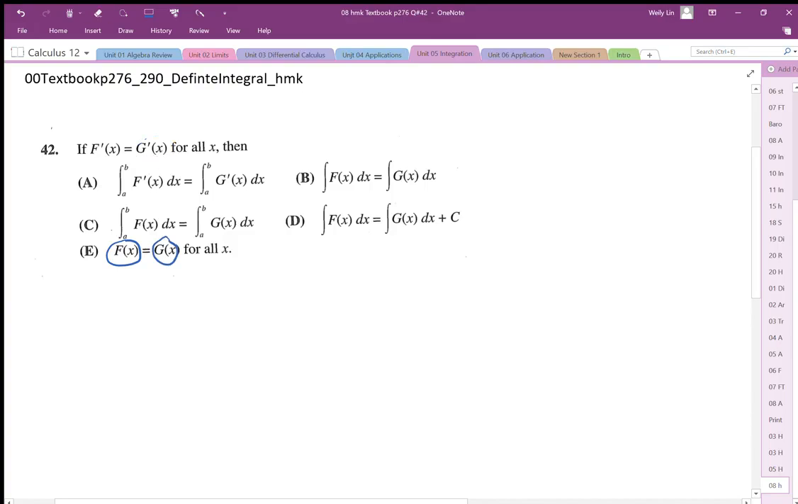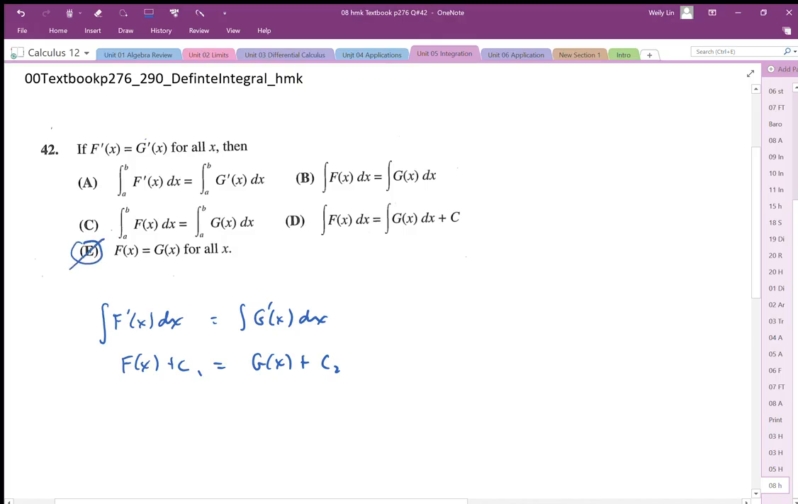And we cannot say that they're equal because when we antidifferentiate, if I antidifferentiate this, I'm going to end up with f of x plus c, and if I antidifferentiate the g prime, I end up with g of x plus c. And I'll call that c2. And so these are going to differ by some constant. So we cannot say that that's necessarily true. Okay, so we're going to eliminate that.